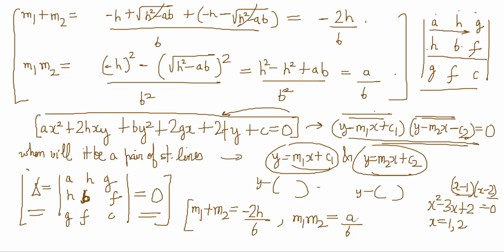If you know that it is a line pair, you can immediately know the slopes of the lines. From looking at this, you can pick off the minus 2h by b value, which is the sum of the slopes, and the product of the slopes as a by b. So then you will be able to find m1 and m2 without even actually solving it.